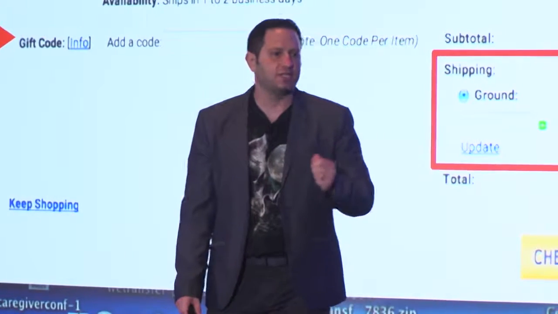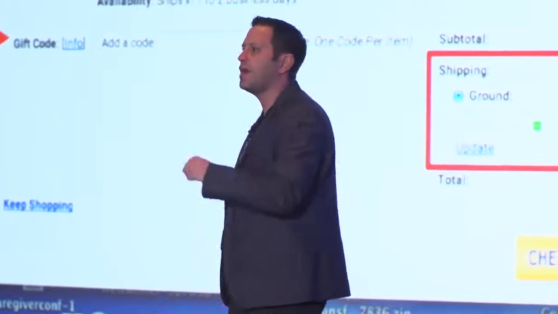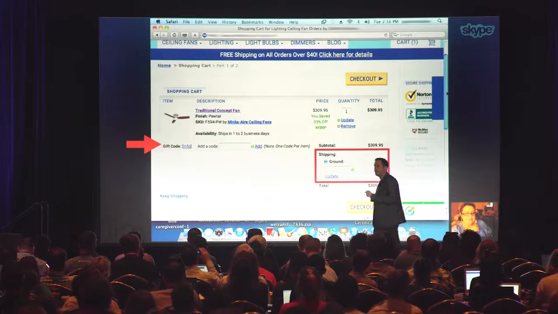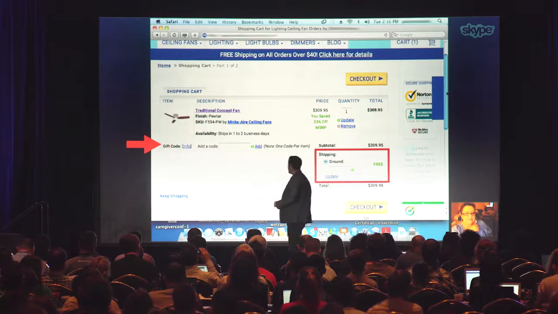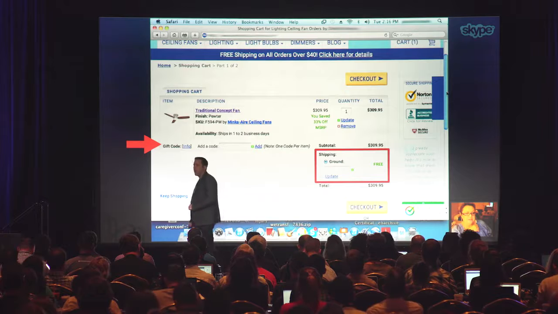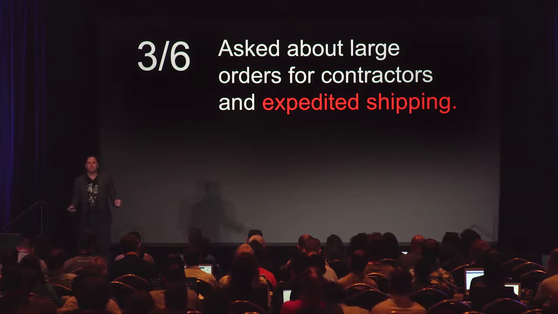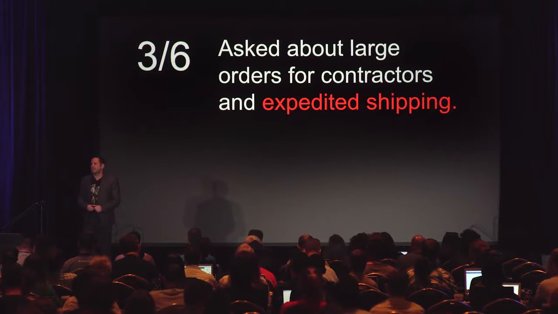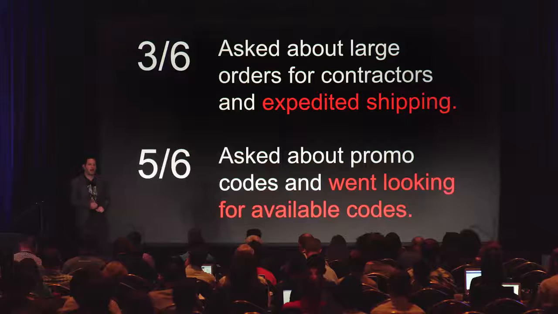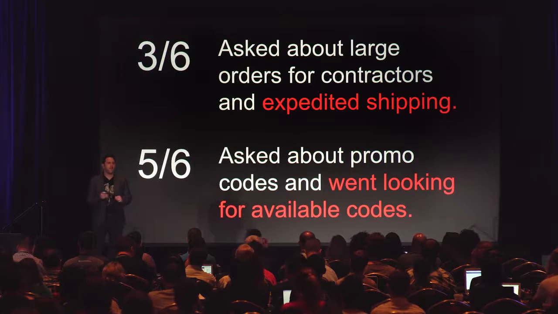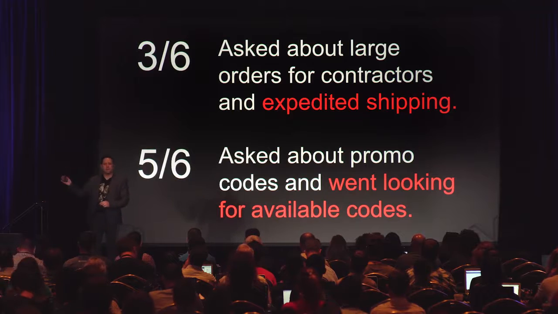Also, if she needs to order 3 to 5 fans today on Thursday and they need to be there by next week, ground shipping is not going to work for her. How can I get expedited shipping? That was clear. Half of the users said the exact same things. If I need to make a large order and I'm a contractor, how can I order using a PO? How can I get expedited shipping? Also, 5 out of the 6 users said that they would actually leave the website to go find promo codes and get that discount.